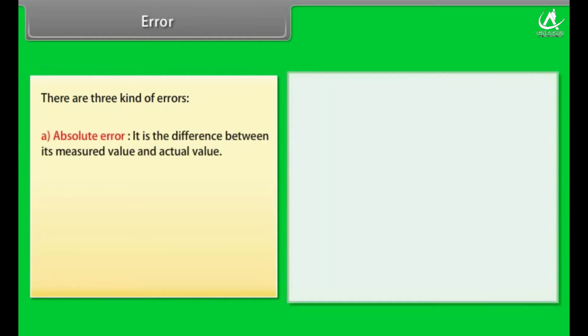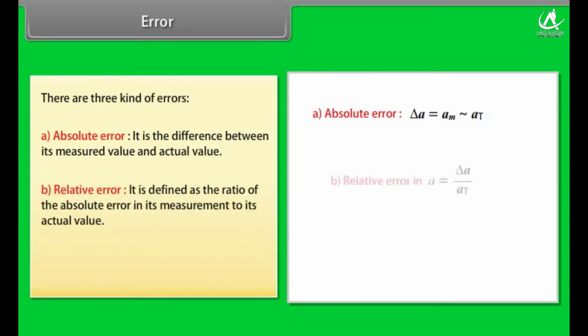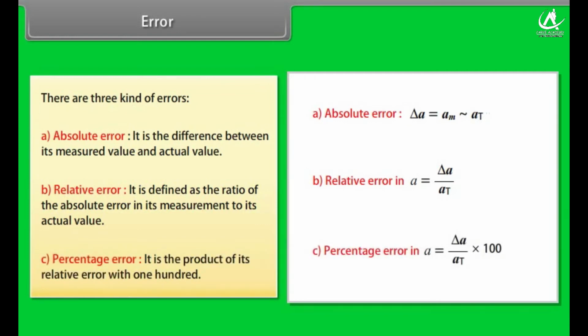Number 1. Absolute error. It is the difference between its measured value and actual value. Number 2. Relative error. It is defined as the ratio of the absolute error in its measurement to its actual value. Number 3. Percentage error. It is the product of its relative error with 100.